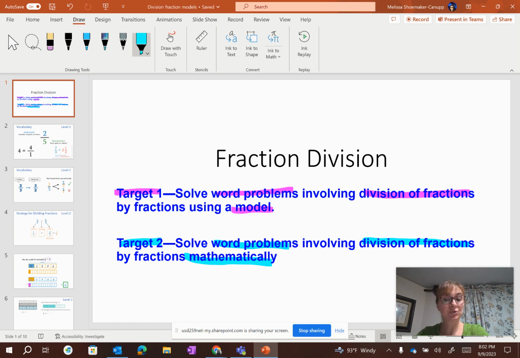The models are kind of tricky. We really need to be able to recognize them. And so we're going to concentrate on just working with word problems and then understanding fraction division.